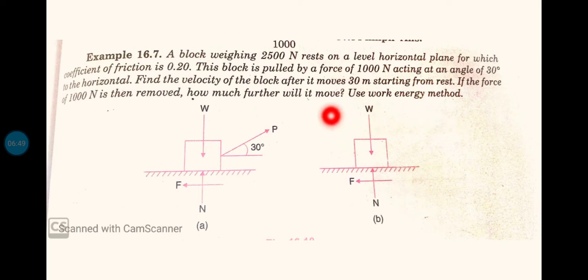If the force of 1000 Newton is then removed, so after moving 30 meter the force P is removed. Since initially it was at rest, but due to that force it has started moving, it has moved a particular distance of 30 meters, so it has acquired a particular velocity. After that the force is removed, which means due to the momentum it will be moving further. So how much further will it move? That is the second part.